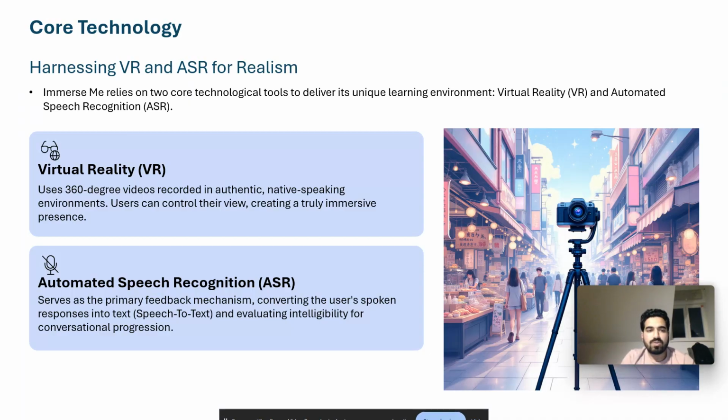If we talk about the core technology of this software, it is based on two main technologies. First is VR. As we all know, Immerse Me uses 360-degree videos recorded in the authentic native speakers' environment, so that users can control the view, creating a truly immersive experience. Second is the automated speech recognition system, which serves as the feedback system for Immerse Me. When users give their answers, the speech is converted into text, and then they analyze it and give feedback.